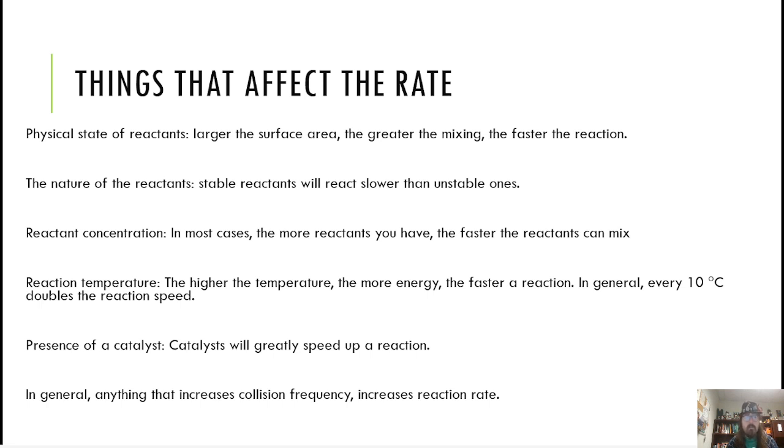Because essentially the atoms are moving at a higher speed. They have higher amounts of kinetic energy at higher temperatures. The faster they're moving, the more mixing they do, and the more likely it is that when they collide, they break bonds. And finally, catalyst. A catalyst can greatly speed up a reaction. We'll talk about what a catalyst actually does a little bit later. But largely, anything that can increase the amount of collisions of atom on atom will increase the reaction rate.